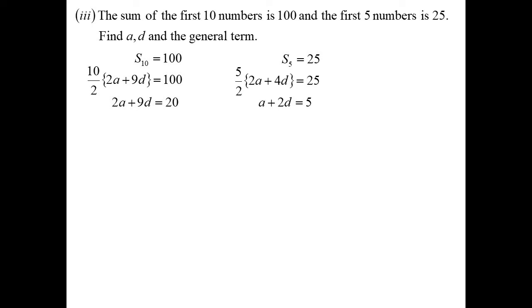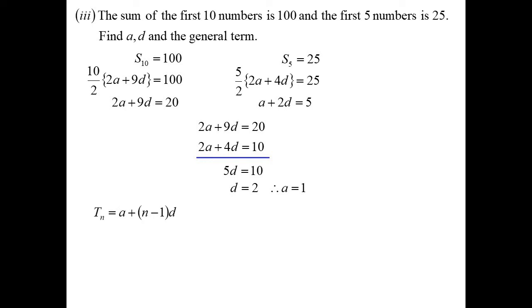And we've got another set of simultaneous equations now. It should be possible to find a and d. So eliminate the a's. We've got 5d is 10. Difference is 2. Subbing back in, we get that the first term must have been 1 in this number pattern. Subbing into the general term formula, we can now create it. So we get 1 plus n minus 1 times 2, which tidies up to be 2n minus 1. Voila.